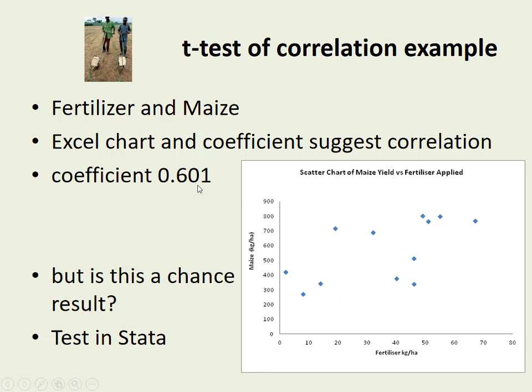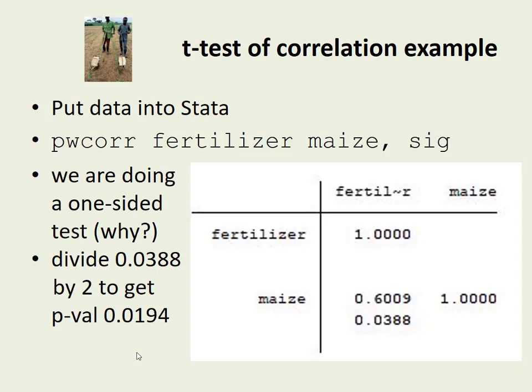However, there's always a chance that it's just random. If you imagine these were just stones or peas and you threw them onto here randomly, what's the chance that you could get something that looks as strong a correlation as that? Is that possible? Well, it is definitely possible. How likely is it? That's what you can test by using the formula, using Excel, or you can just do it in Stata. That's fine for QED. So put the data into Stata.